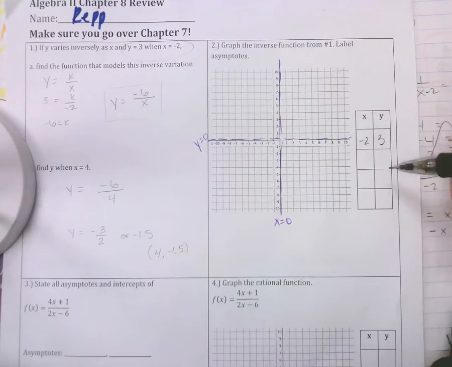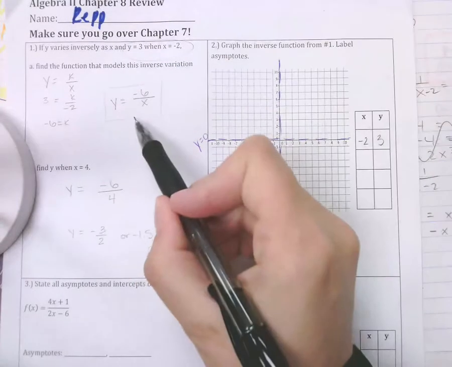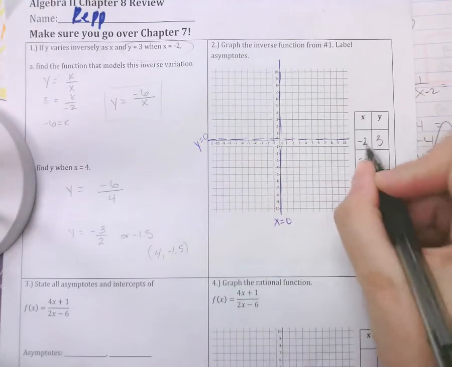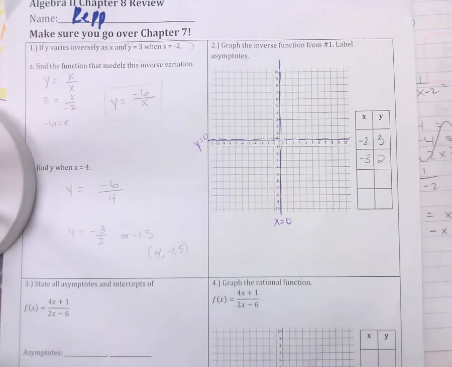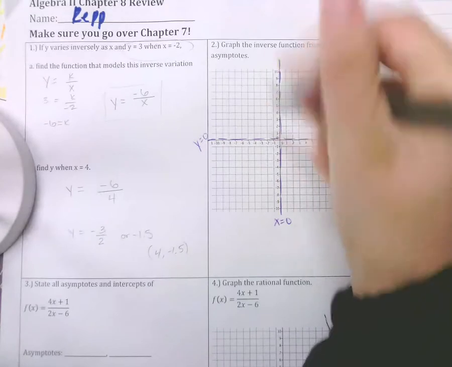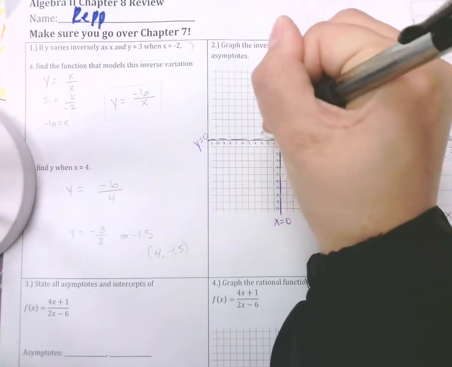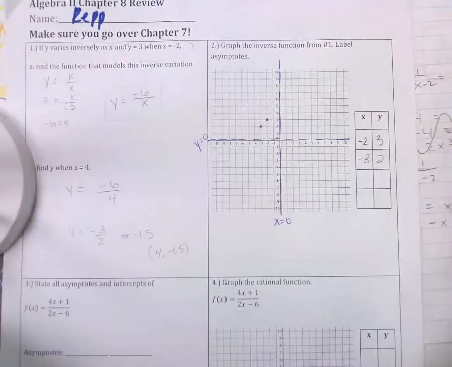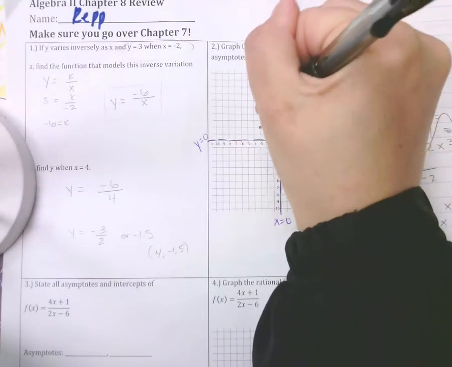This table is just for you to plug in some more points. You're using this function, so maybe plug in -3 to go along with this guy, and you'll get 2. And those 2 points will be part of the same curve. So -2, 3, and -3, 2. Those points will be part of this curve.